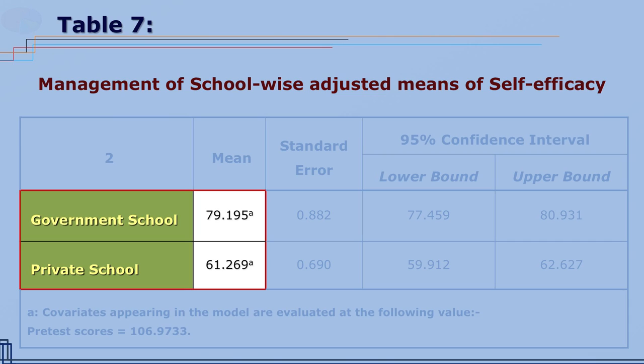Further, the adjusted mean score of self-efficacy of students studying in government schools is 79.19, which is significantly higher than those students studying in private schools whose adjusted mean score of self-efficacy is 61.27. It may therefore be said that students studying in government schools were found to have higher self-efficacy as compared to their counterparts of students studying in private schools when resilience was taken as covariate.